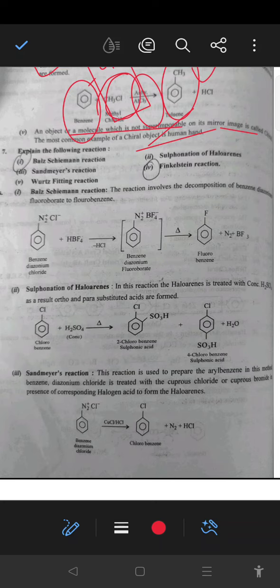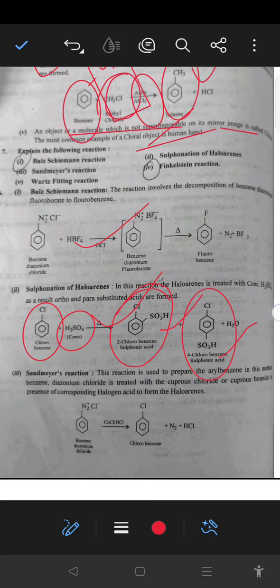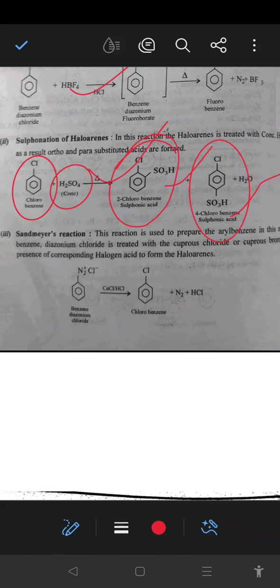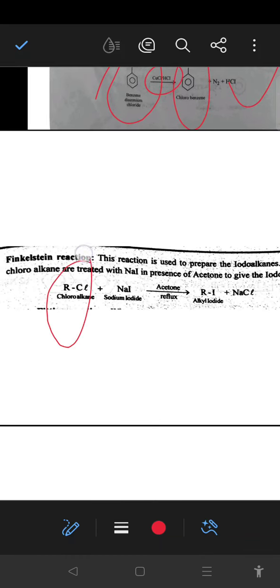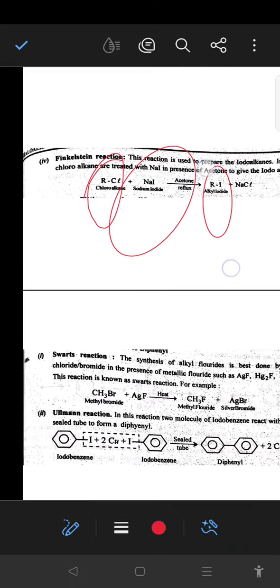Next important naming reaction: sulfonation of a haloarene. A haloarene reacts with concentrated sulfuric acid and gives ortho and para products. Okay, 2-chlorobenzene sulfonic acid and 4-chlorobenzene sulfonic acid. Next, Sandmeyer reaction: benzene diazonium chloride is converted into chlorobenzene using cuprous chloride, CuCl, and HCl. Next, Finkelstein reaction: alkyl halide is converted into alkyl iodide in the presence of sodium iodide in acetone, under reflux.